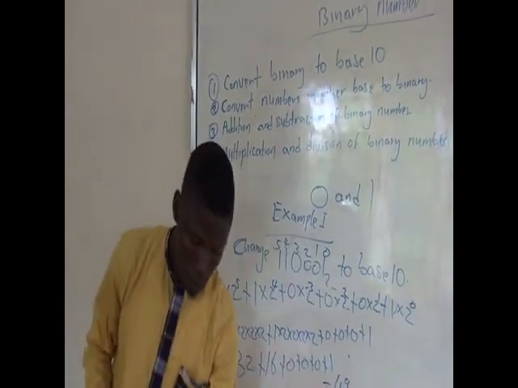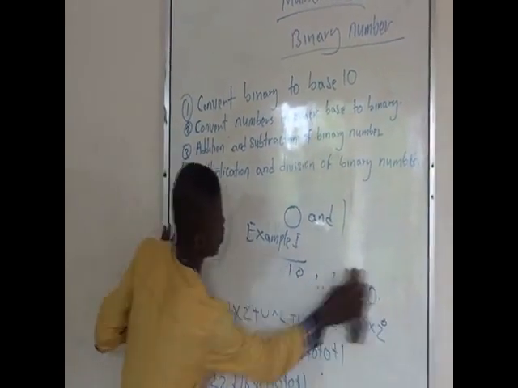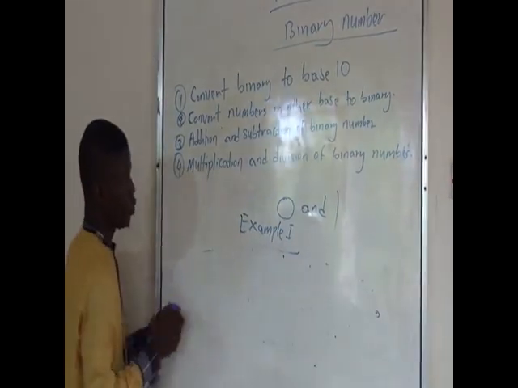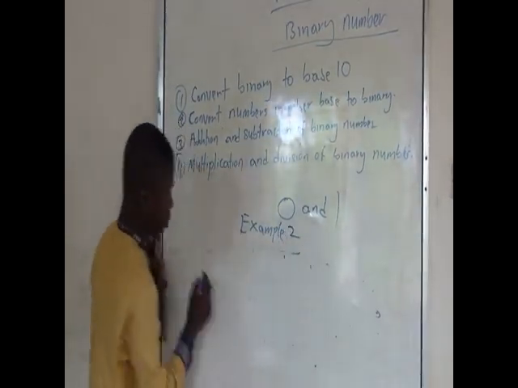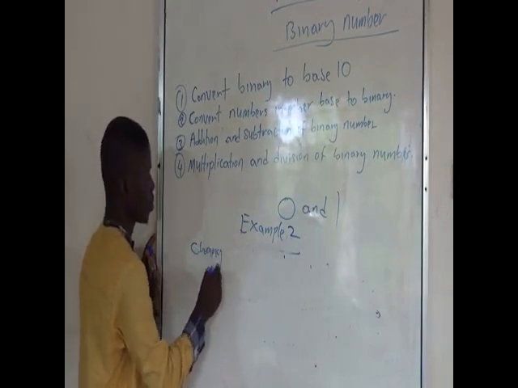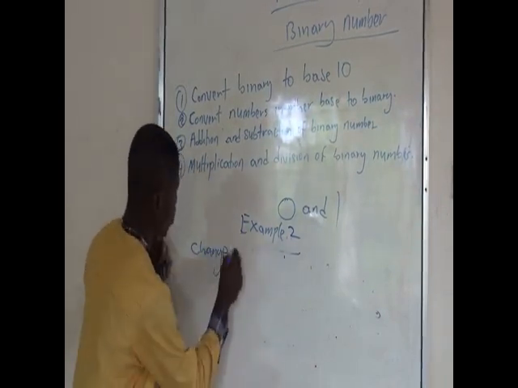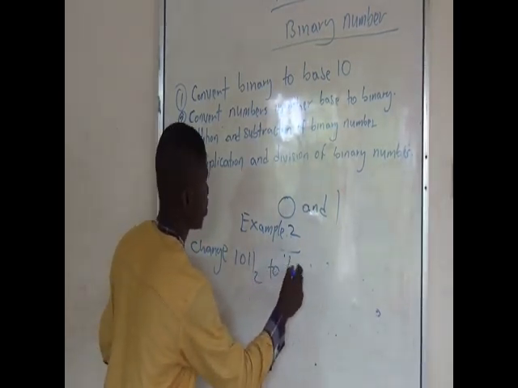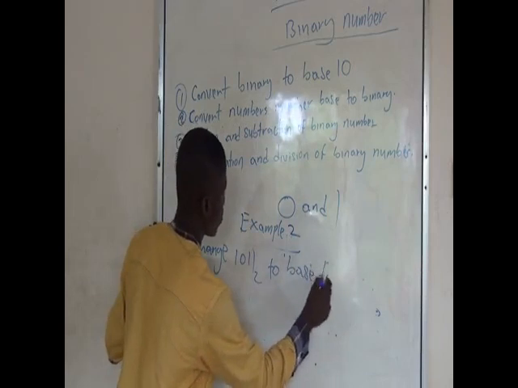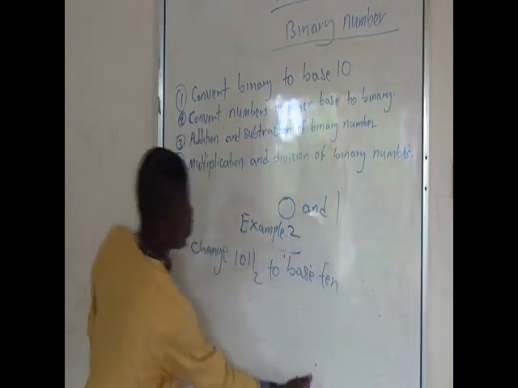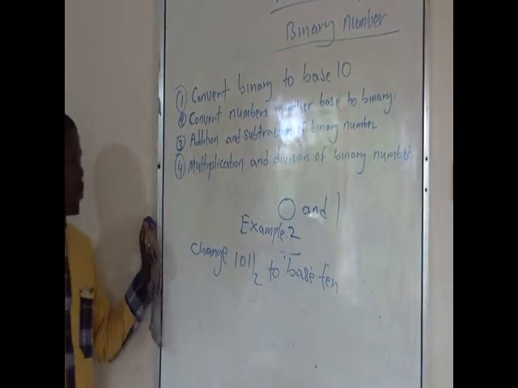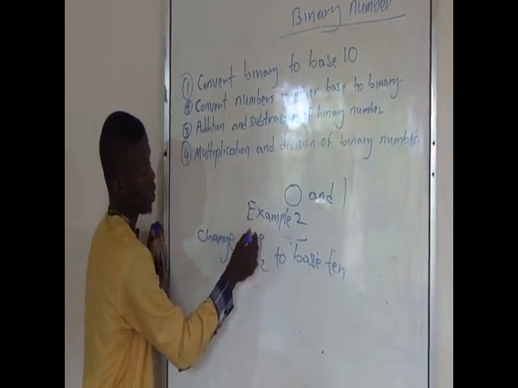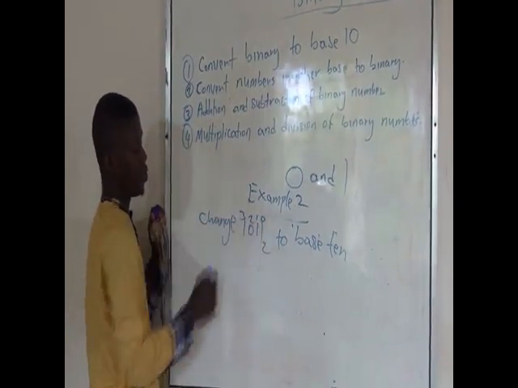Example 2. Change 1011 base 2 to base 10. We use the same step or method. Please put back the powers: raised to power 0, raised to power 1, raised to power 2, and raised to power 3.